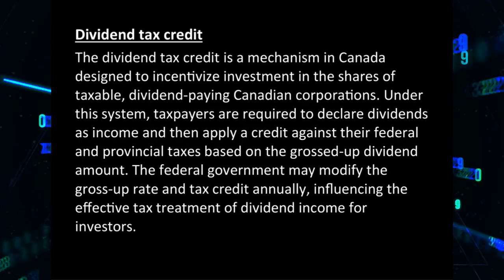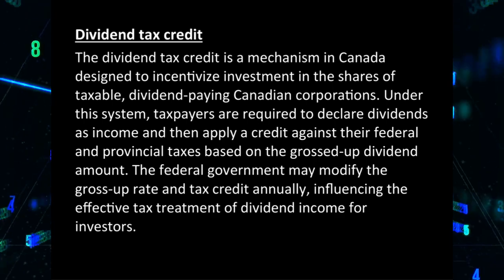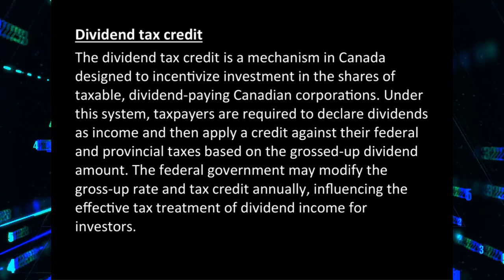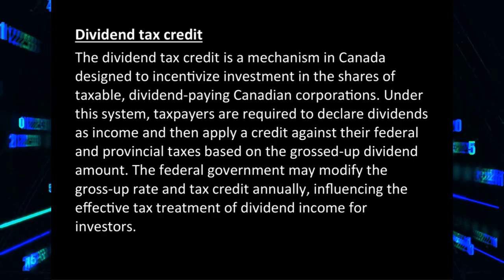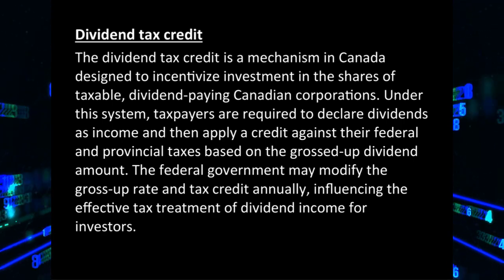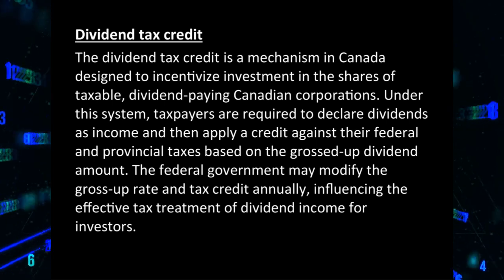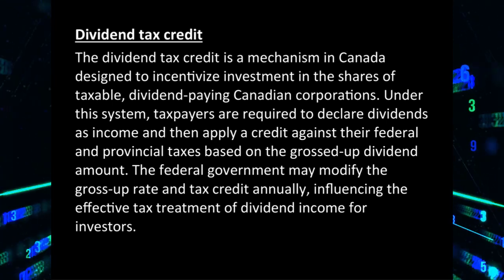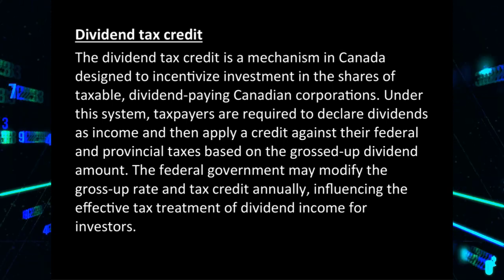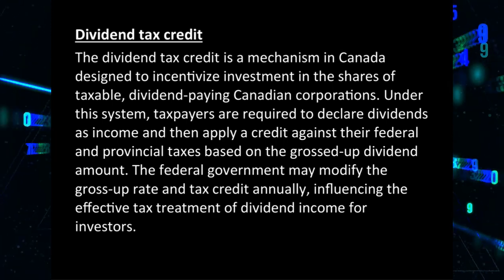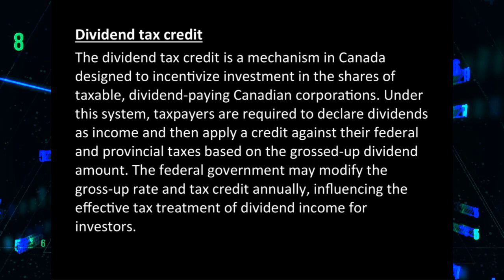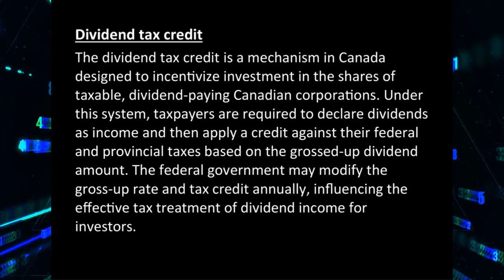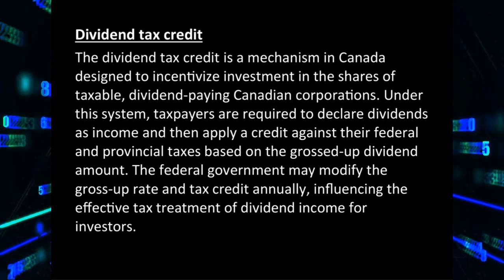Dividend tax credit. The dividend tax credit is a mechanism in Canada designed to incentivize investment in the shares of taxable, dividend-paying Canadian corporations. Under this system, taxpayers are required to declare dividends as income and then apply a credit against their federal and provincial taxes based on the grossed-up dividend amount. The federal government may modify the gross-up rate and tax credit annually, influencing the effective tax treatment of dividend income for investors.